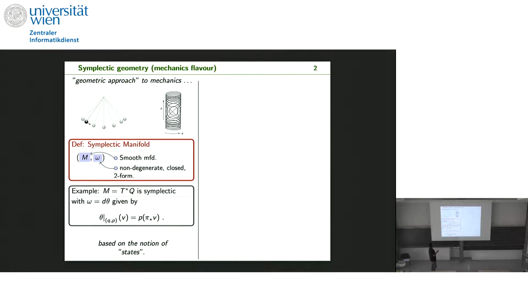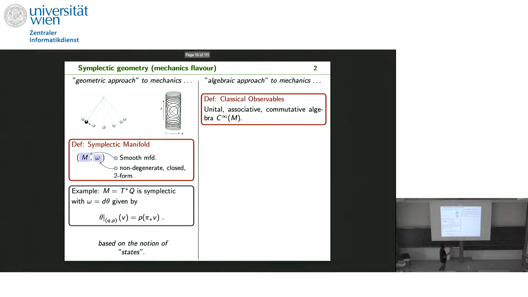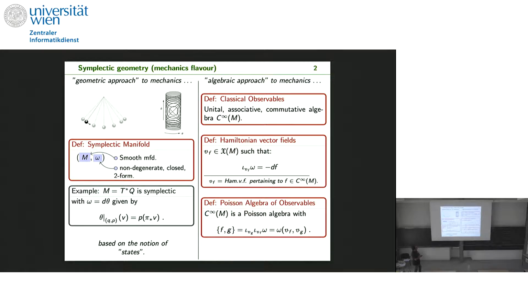So there is a geometrical side of this picture, but there is also an algebraic side. So an algebraic approach to mechanics. You introduce the other object that is called classical observables, and mathematically it is the unital associative commutative algebra of smooth functions over M, over the symplectic manifold. And out of this data, having fixed a symplectic form, you can introduce a special class of vector fields that are called Hamiltonian vector fields, that has the property that when you insert this vector field into the prescribed symplectic form omega, you get something that is that.